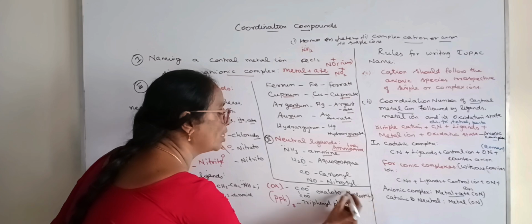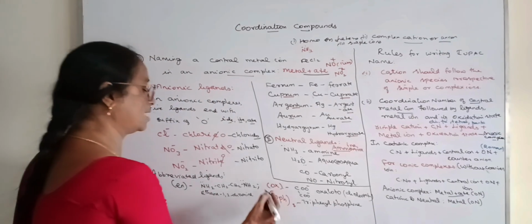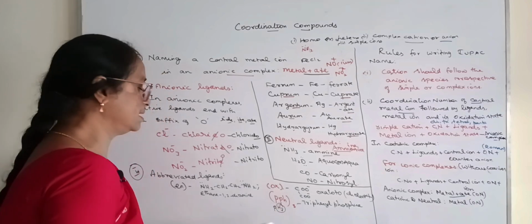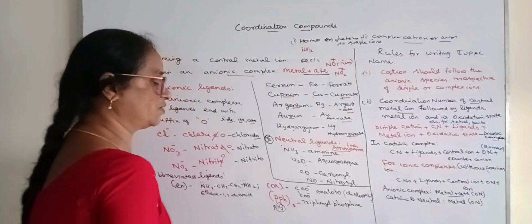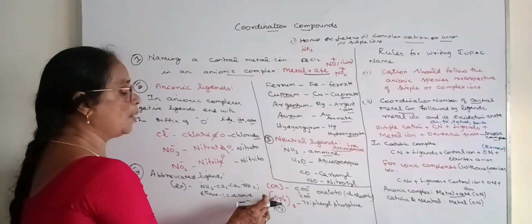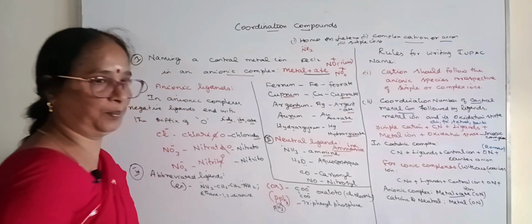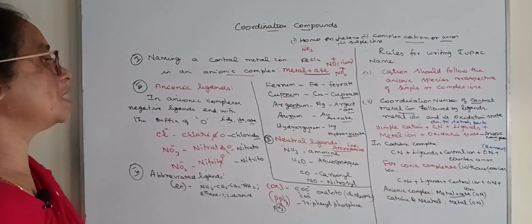And the other one is triphenyl phosphine. Phosphine is actually PH3, in which instead of the 3 hydrogens, phenyl groups are present. So this is triphenyl phosphine. It is abbreviated as PPh3. So this is called triphenyl phosphine.